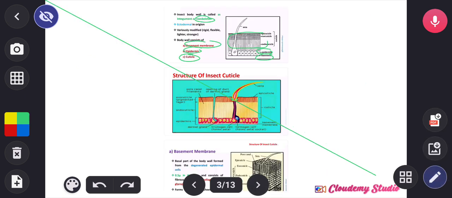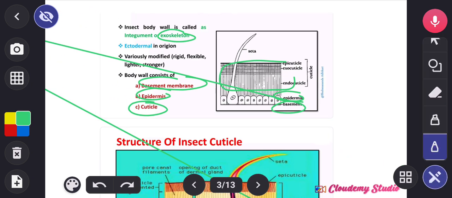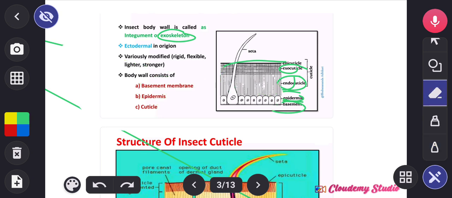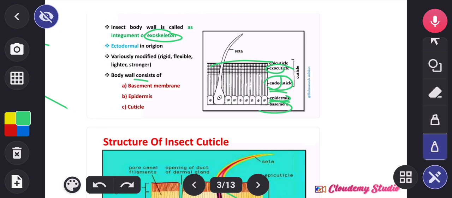So now we have the cuticle that is separated into epicuticle and the procuticle, and the procuticle is separated into the exocuticle and the endocuticle. So we have to understand that the body wall of the insect consists of the underlying basement membrane, the epidermis, and the cuticle itself. So what we want to talk about today is the cuticle, and also we are going to talk about the removal of the exoskeleton, which is the molting, right, or ecdysis.